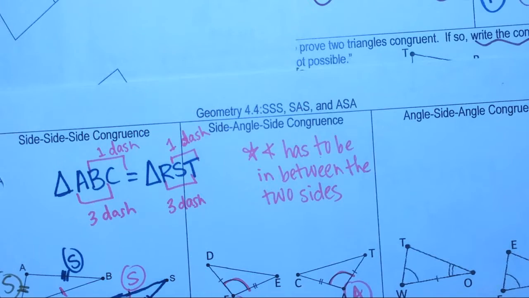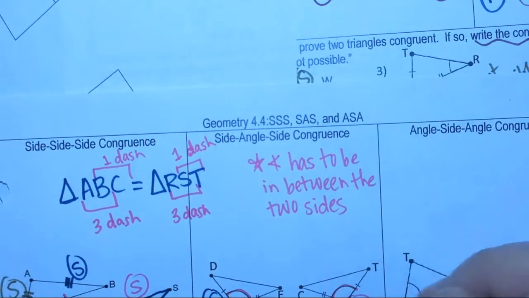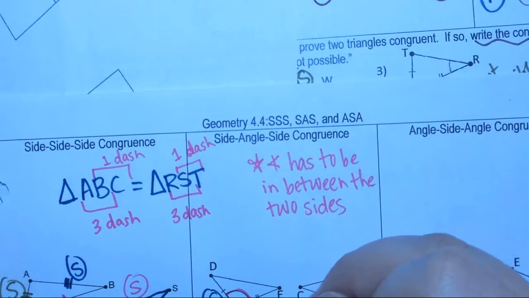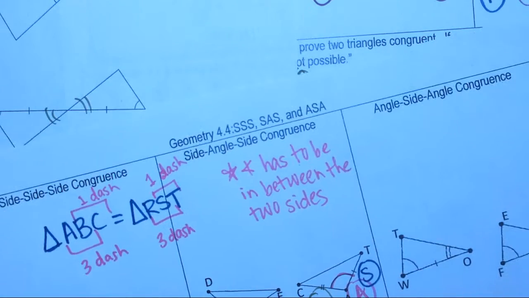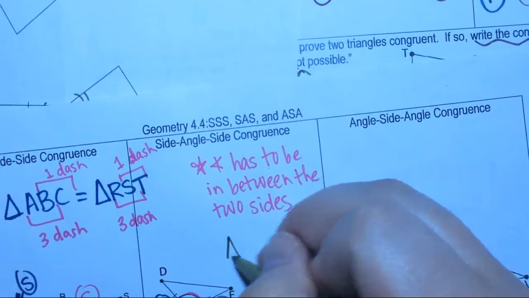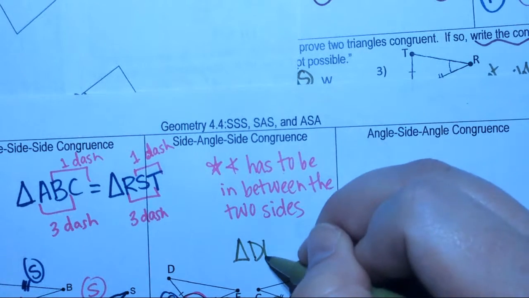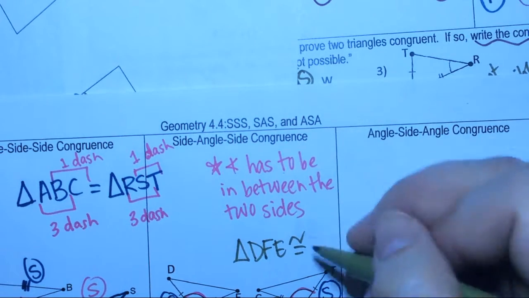I know that that's an F. DF has one dash, and TA has one dash. FE has 2 dashes, and AC has 2 dashes. So I would write triangle, blue, pink, green, DFE is congruent to blue, pink, green, TAC.